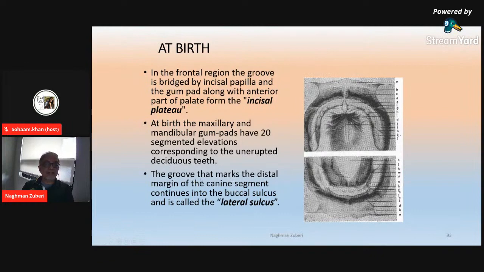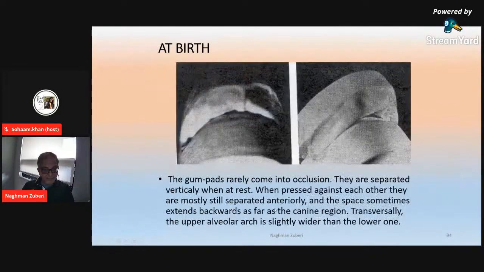The groove that marks the distal margins of the canine segment continues into the buccal sulcus, that is known as the lateral sulcus. At birth, the gum pads rarely come into occlusion. They are separated vertically when at rest. When pressed against each other, they are mostly still separated anteriorly, and the space sometimes extends backwards as far as the canine region. Transversely, the upper alveolar arch is slightly wider than the lower one.